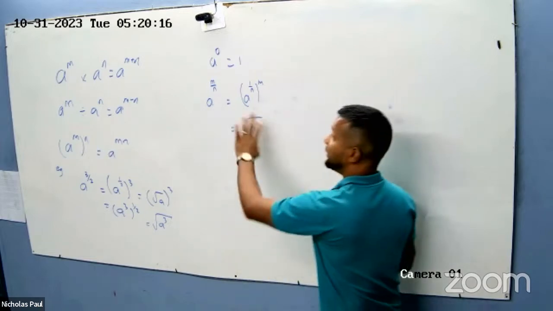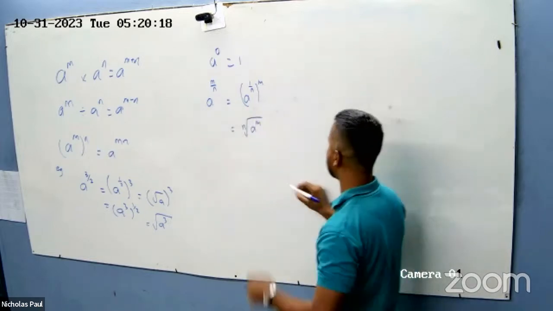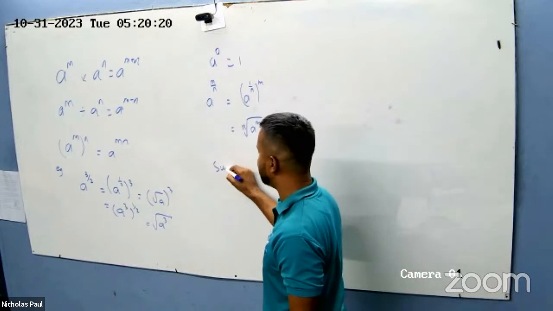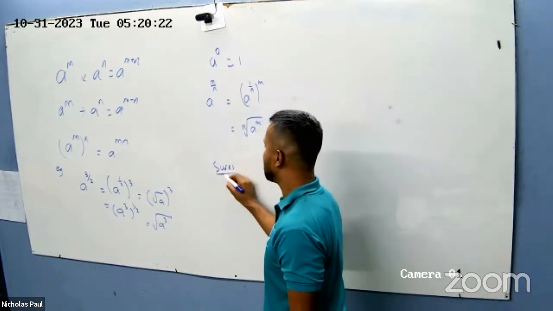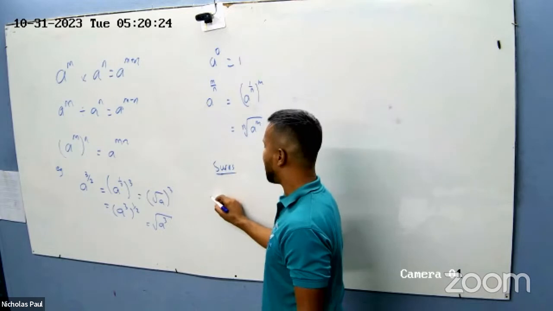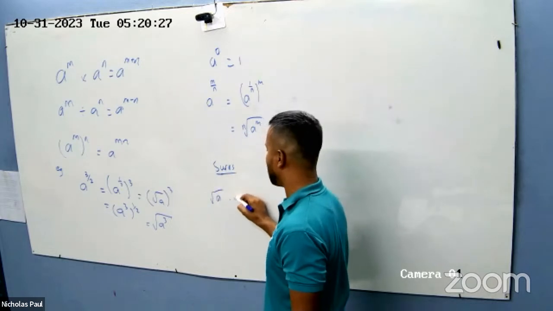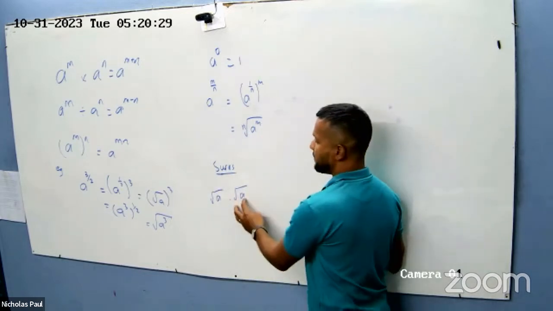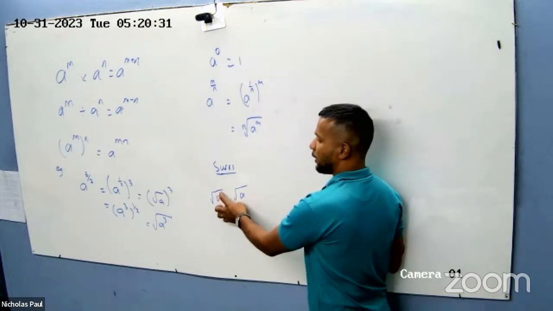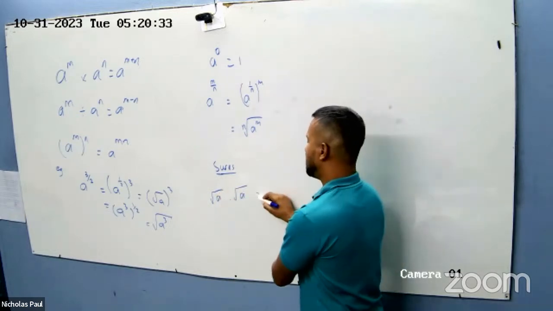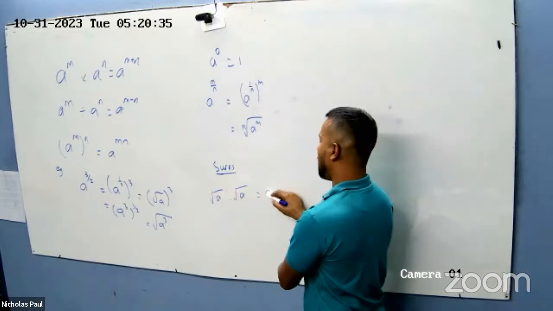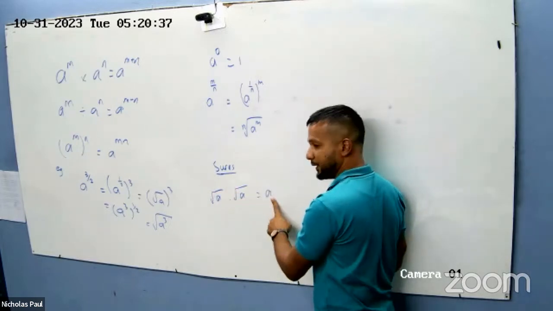All right. So these are some of the indices rules that we need to remember, and we can jump into the Surds rules. Same thing here. If I give you the square root of a and you multiply by the square root of a, same base. Square root means to the power of a half. So a half and a half is simply 1, so root a by root a is a.